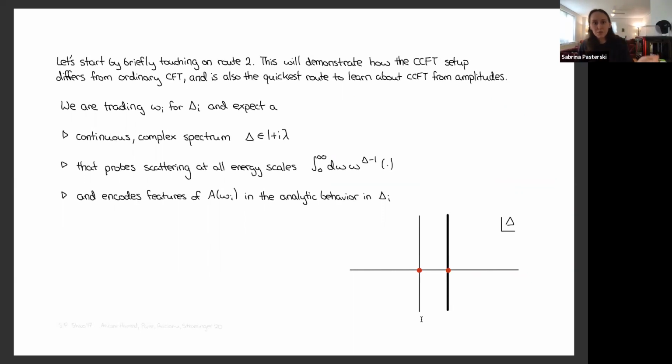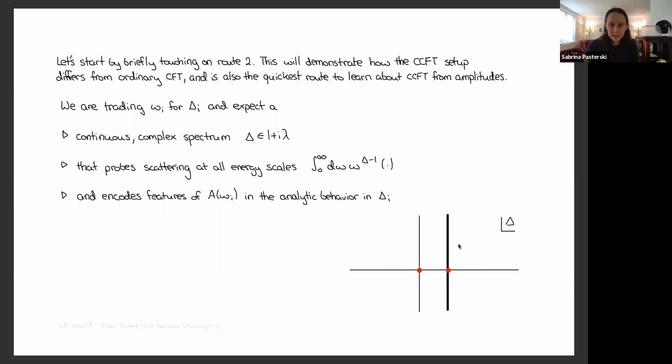Basically let's start with route 2, where I'm going to take an amplitude and transform it. Just want to point out, we're trading our frequencies for our external particle states. I'm going to focus on massless here for delta. Because the frequency is a continuous value, we also expect this spectrum to be continuous. And it turns out that the data on the principal series is enough to capture all the finite energy radiation states. But we're going to see that there's a bit of a subtlety, where we really want to think of the behavior of this amplitude in this complex delta plane.